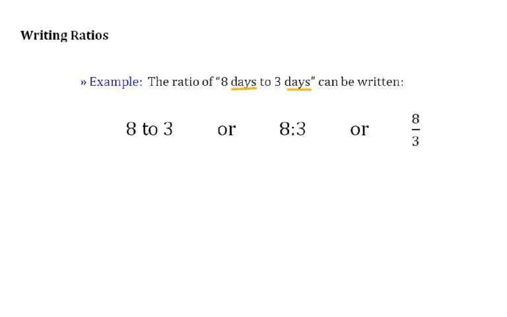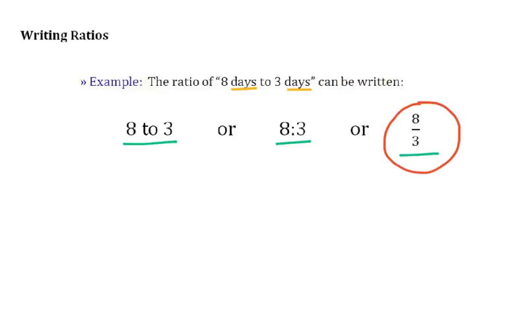There are 3 ways you'll see a ratio written. In words, 8 to 3. You can also see it expressed 8:3 or 8/3, 8 divided by 3. In a math class, the last form, this fraction form, is most common. So that's what we'll be using throughout the video today to write ratios.